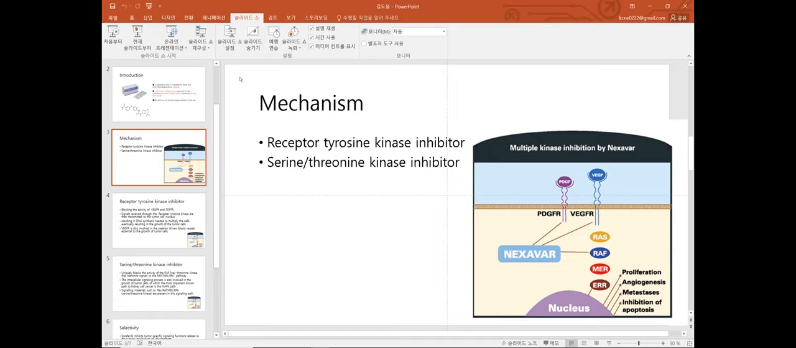Okay, so the first example was tyrosine kinase. Now let's hear someone's Gleevec story.